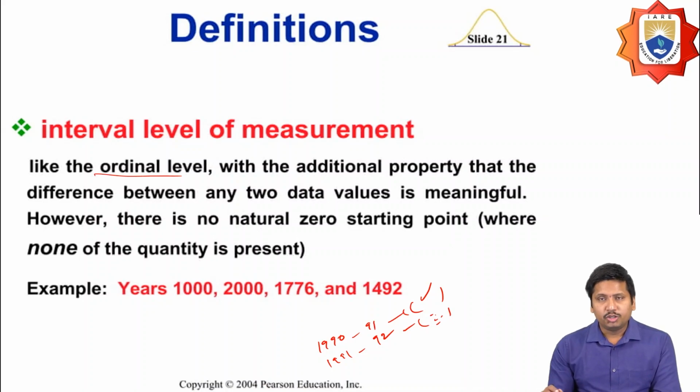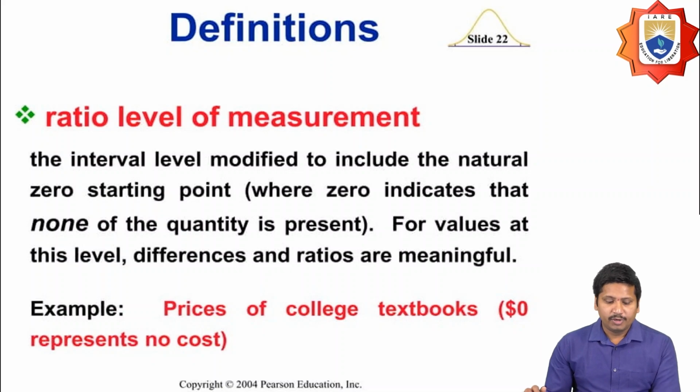Okay, so this should be similar to the ordinal level, with an additional property. At the interval level of measurement, the differences between two data values are meaningful, however there is no natural zero starting point. And the ratio level of measurement is another kind of level of measurement. Here, the interval level is modified to include the natural zero starting point.